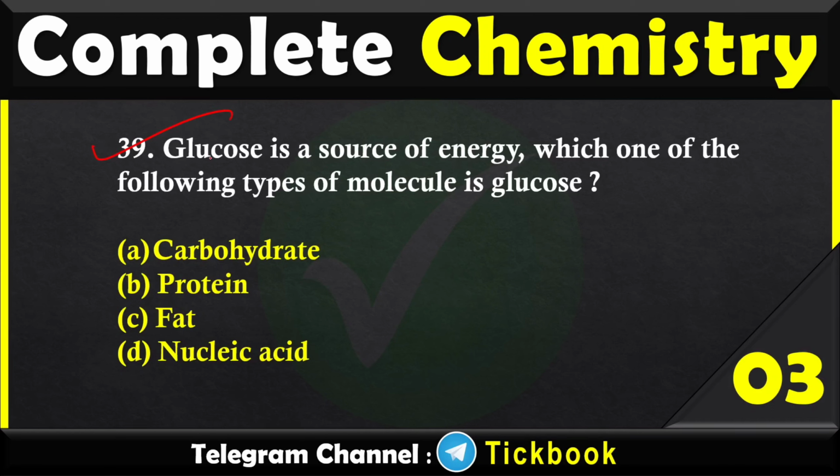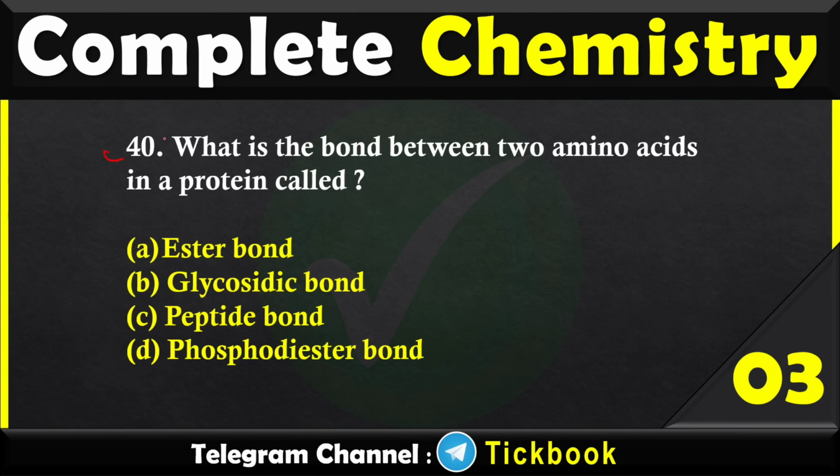And the 39 question, glucose is a source of energy. Which one of the following types of molecule is glucose? Option number A, carbohydrate. Last question, what is the bond between two amino acids in a protein called? Option number C is the right answer, peptide bond.